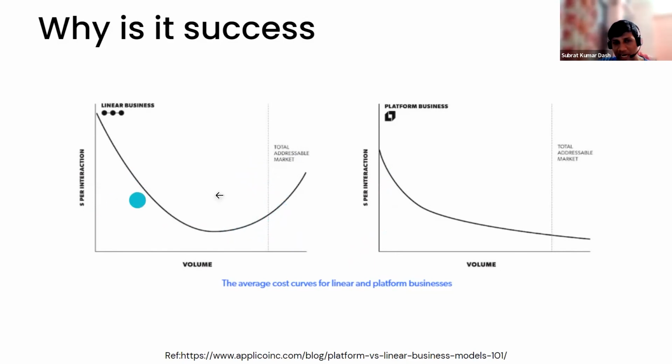So if you see this particular chart, it's showing that once you touch this particular volume, if you want to scale, you have to spend a lot of money. But in a platform business, as users grow, the cost keeps decreasing. It is not going to go up. That's a big benefit for platform businesses to scale and grow, which will help businesses survive and grow as and when they want. Hope I answered your question.